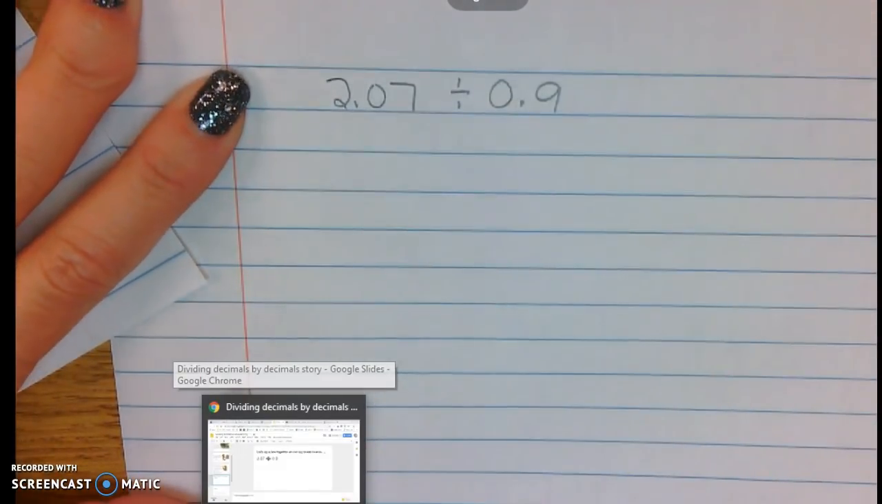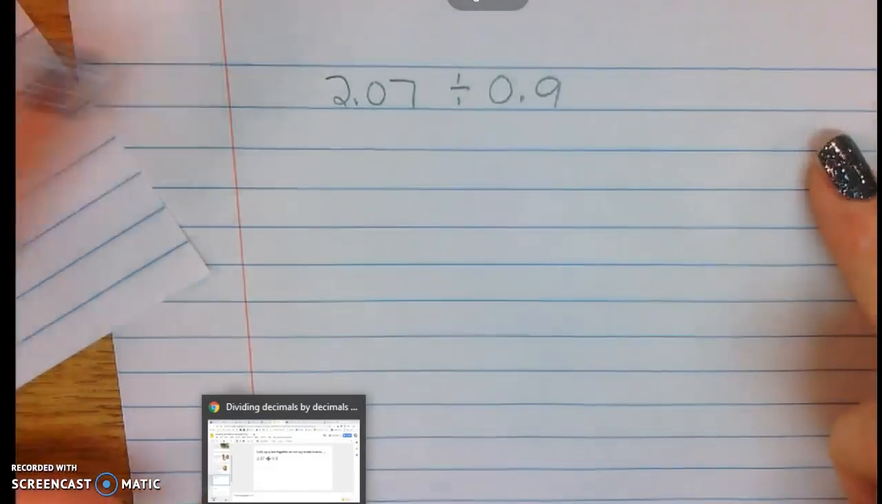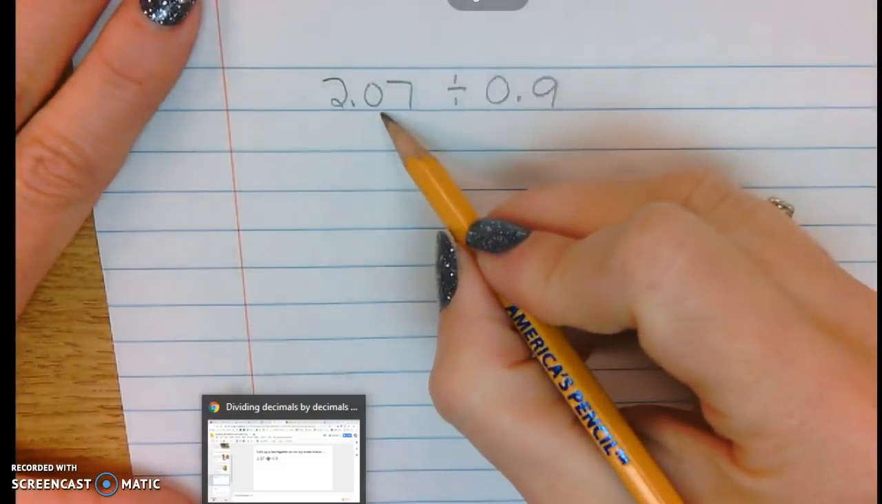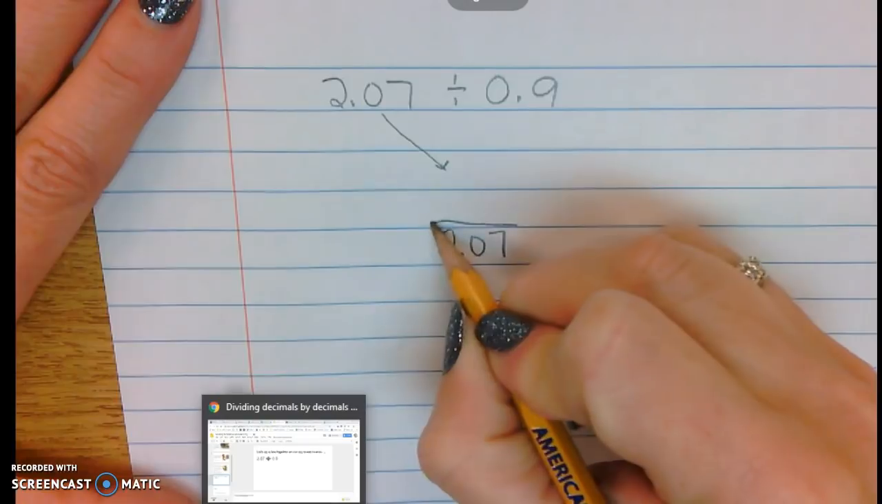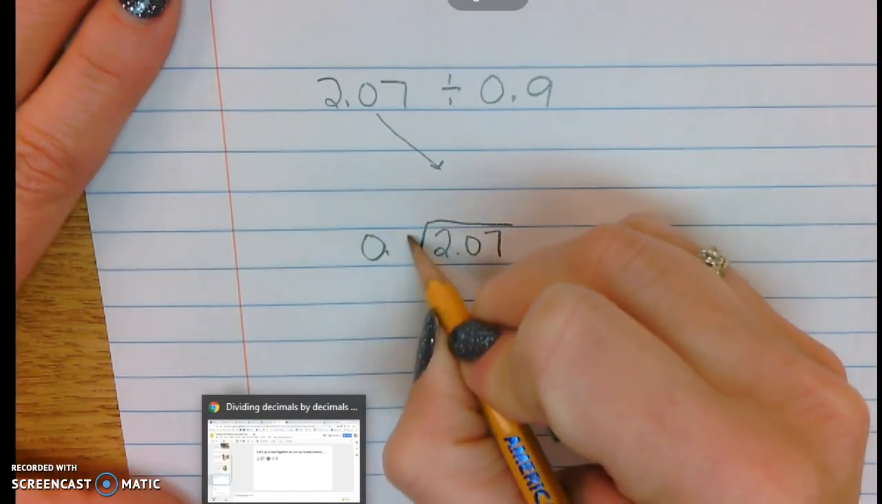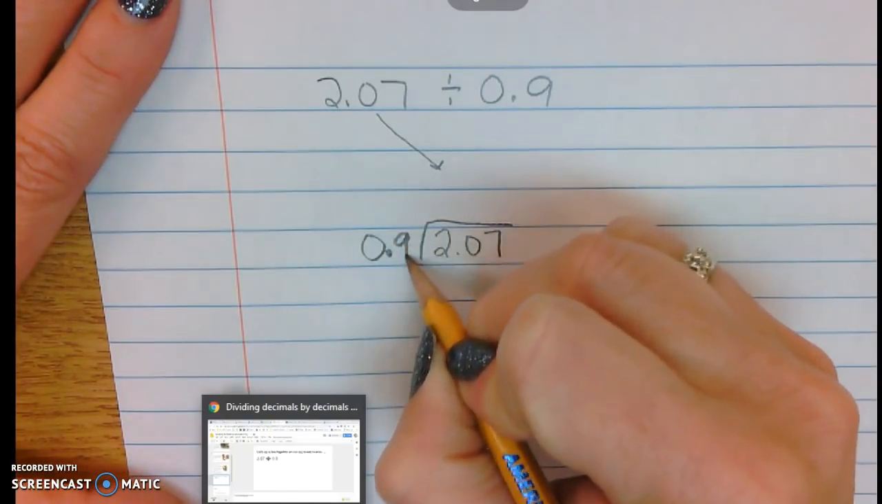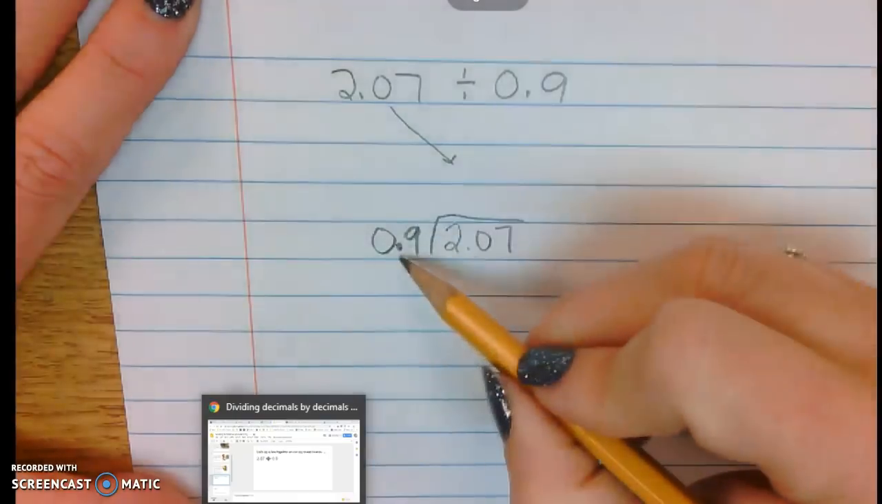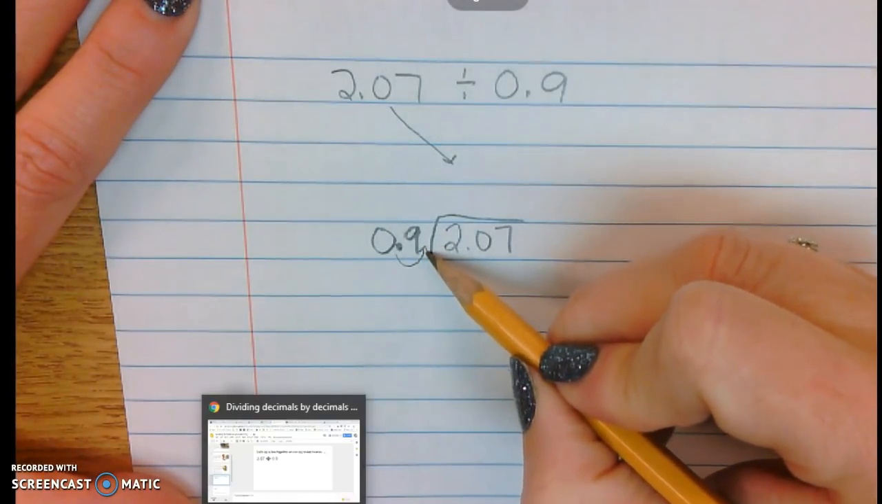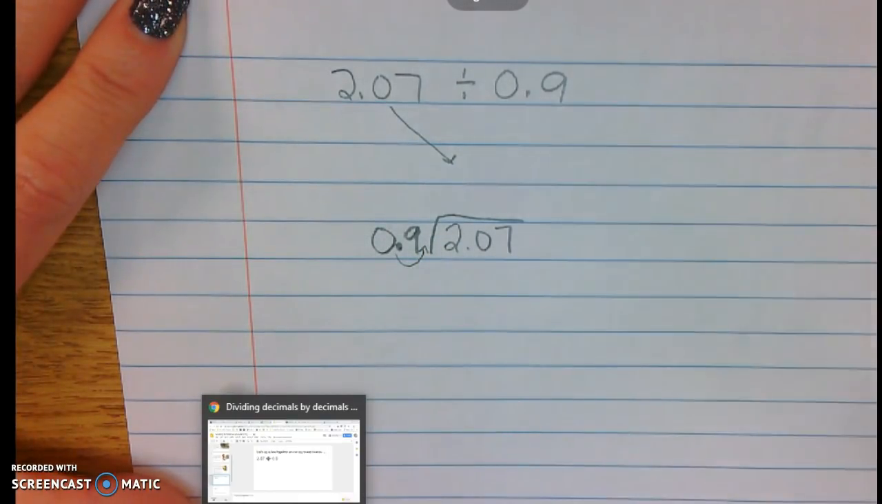So we would write 2.07 divided into 9/10. So what that tells me is we're going to have 2.07 as our dividend and 0.9 as our divisor. We want to have a whole number in our divisor, so we want to move the decimal one place to the right. Essentially, we're taking 9/10 and multiplying it by 10.